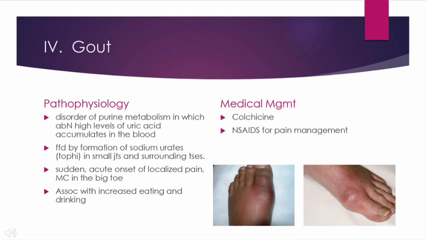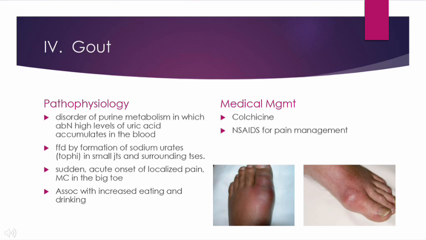Now, over time, if gout is not properly managed, repeated attacks can lead to chronic joint damage. There may also be the formation of tophi, which are visible deposits of uric acid crystals in soft tissues. In addition, excess uric acid can accumulate in the kidneys, leading to kidney stones. So gout is not just a joint condition, it can also affect other systems in the body.